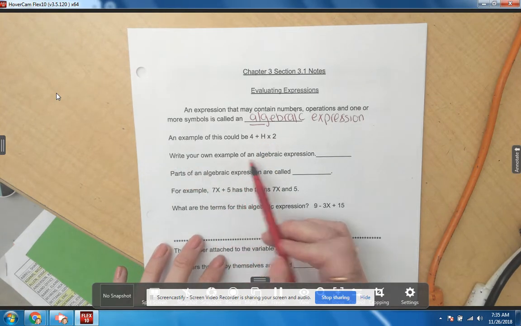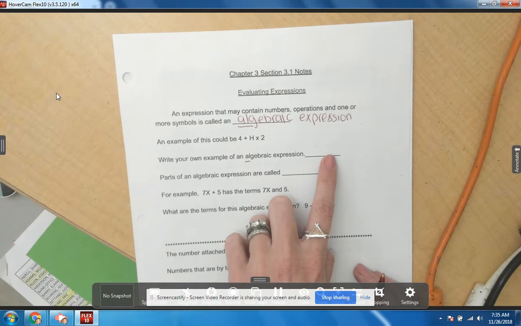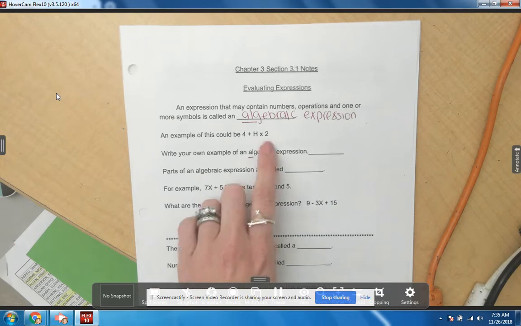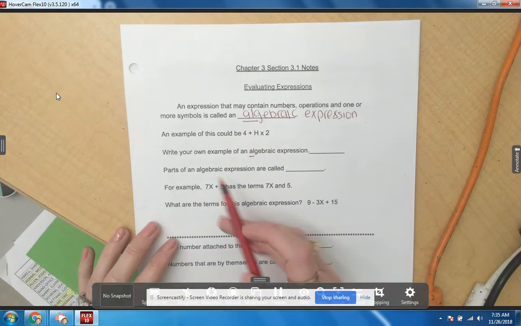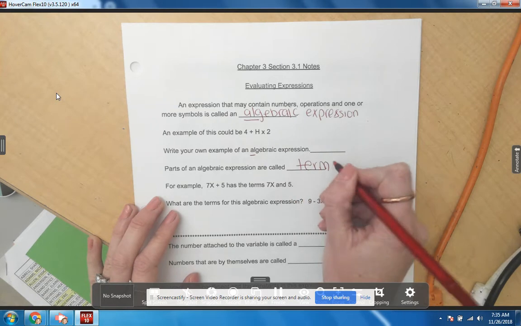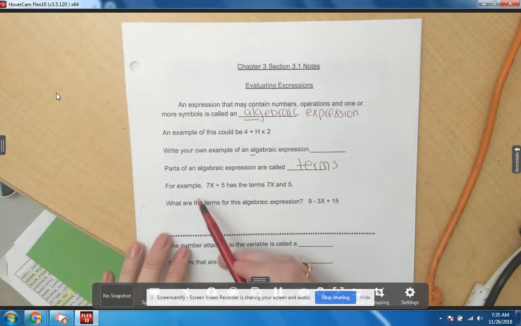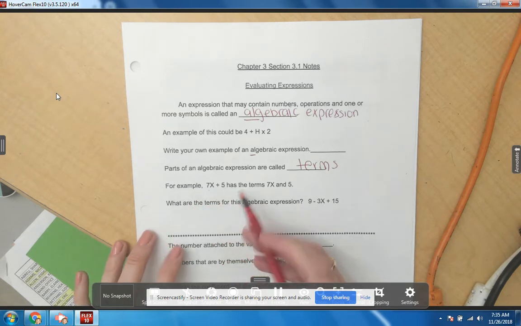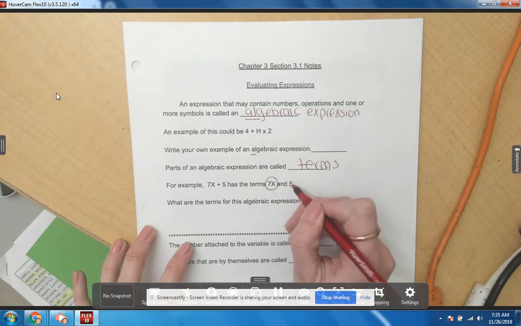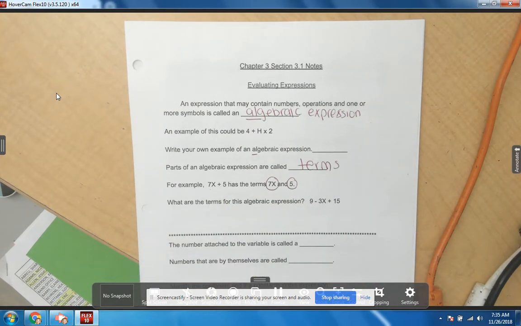So I want you to write your own example of an algebraic expression. All you're doing is making up a math problem that has at least one letter in it, kind of like this one here. Parts of an algebraic expression are called terms. Terms are every part of the math problem except for the plus signs and the minus signs. For example, 7x plus 5, the terms are 7x and 5. Everything in the problem that's not a plus sign or a minus sign.